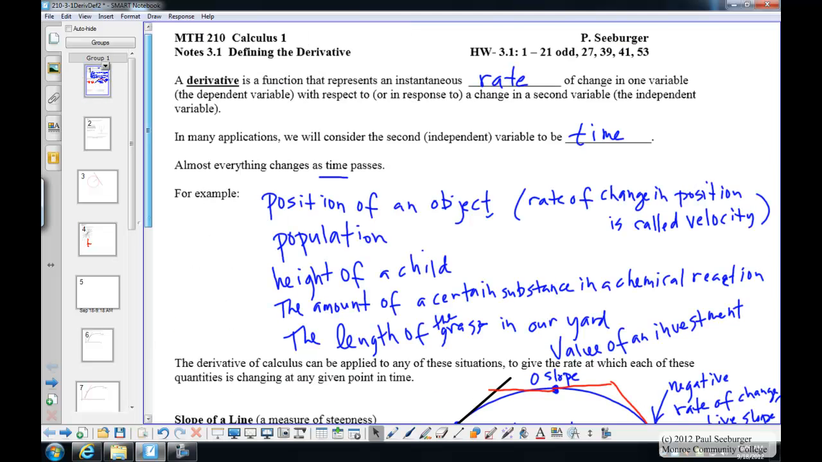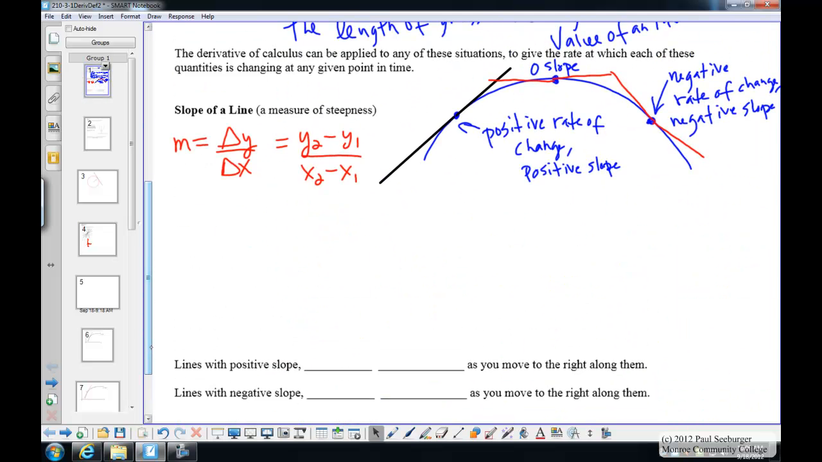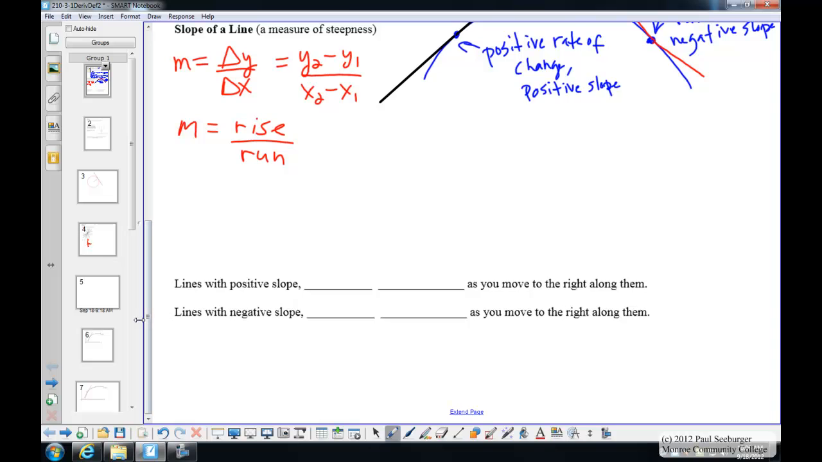Okay, back here. So m, or slope, equals rise over run. Of course, you guys know that already. All right, down here at the bottom, let's summarize some stuff. Lines with positive slope slant upward as you move to the right along them. Okay, so positive slope, you're going upwards.